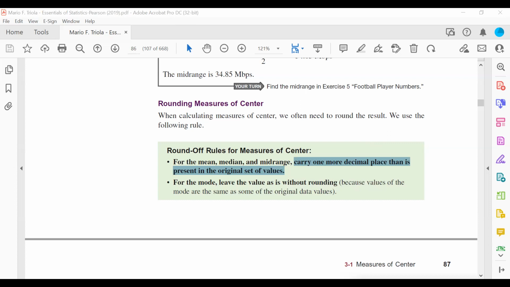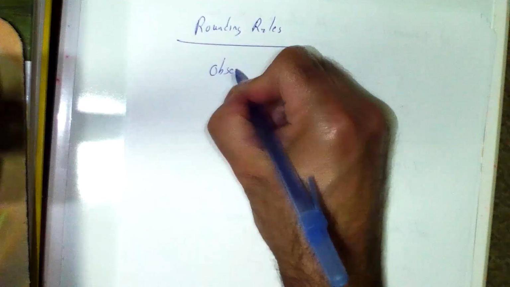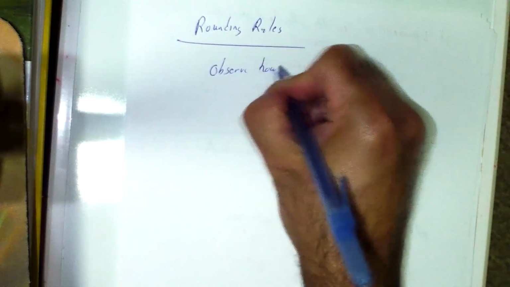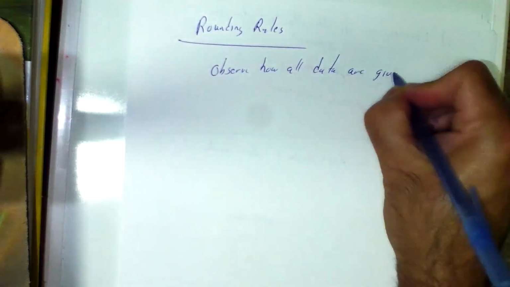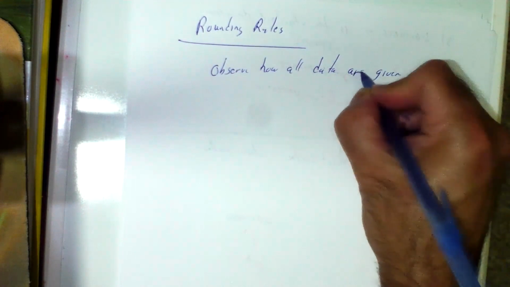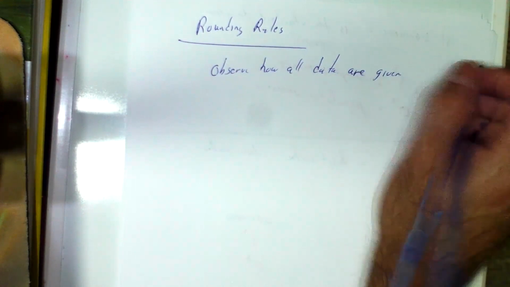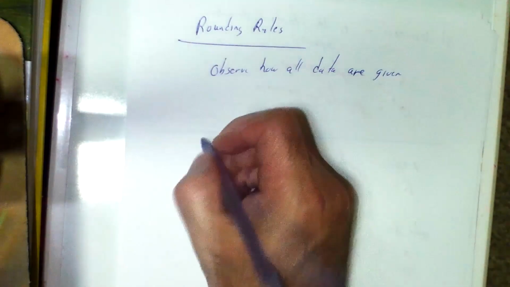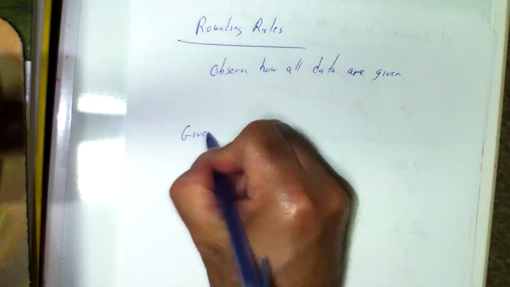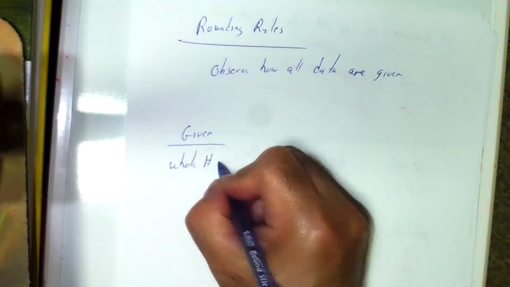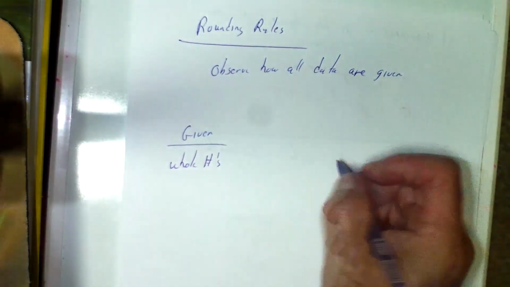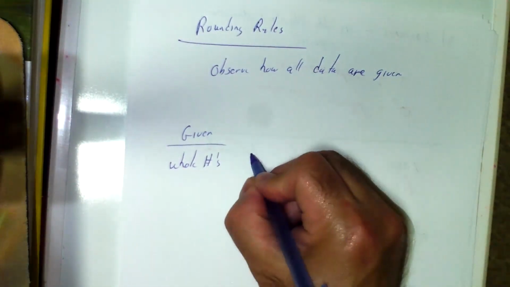You're going to have to look at the data first. You're going to observe how all the data are given. Very important. You've got to look at all the data. How are they all given originally? If the given data are in whole values, they're all whole numbers, the rule says you have to go 1 place further back.